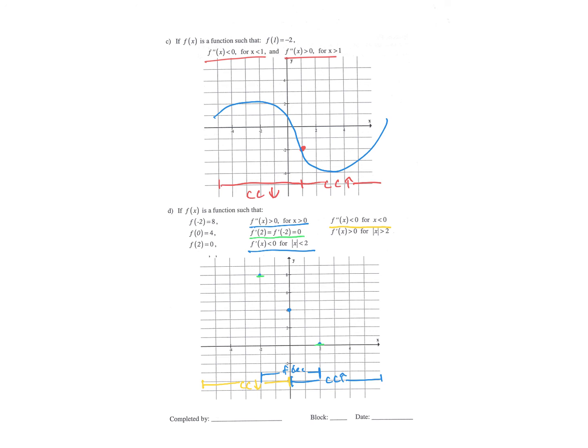Now, this next portion. So f prime is greater than 0 for when absolute value of x is greater than 2. That's the way I read it accidentally. So this means what? F is increasing anything greater than 2 and increasing from when what? Less than negative 2. All right.